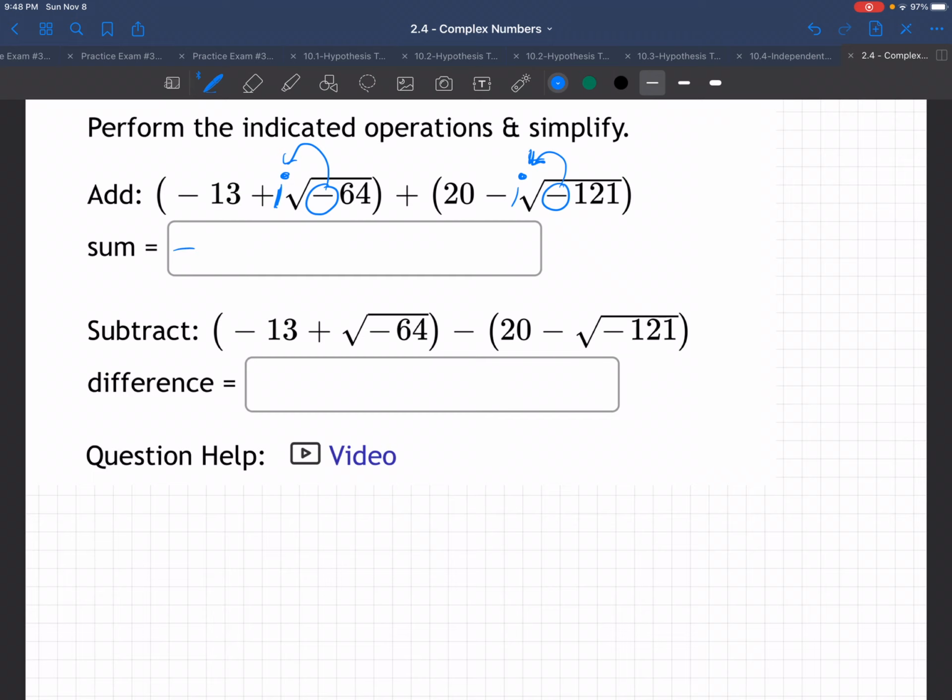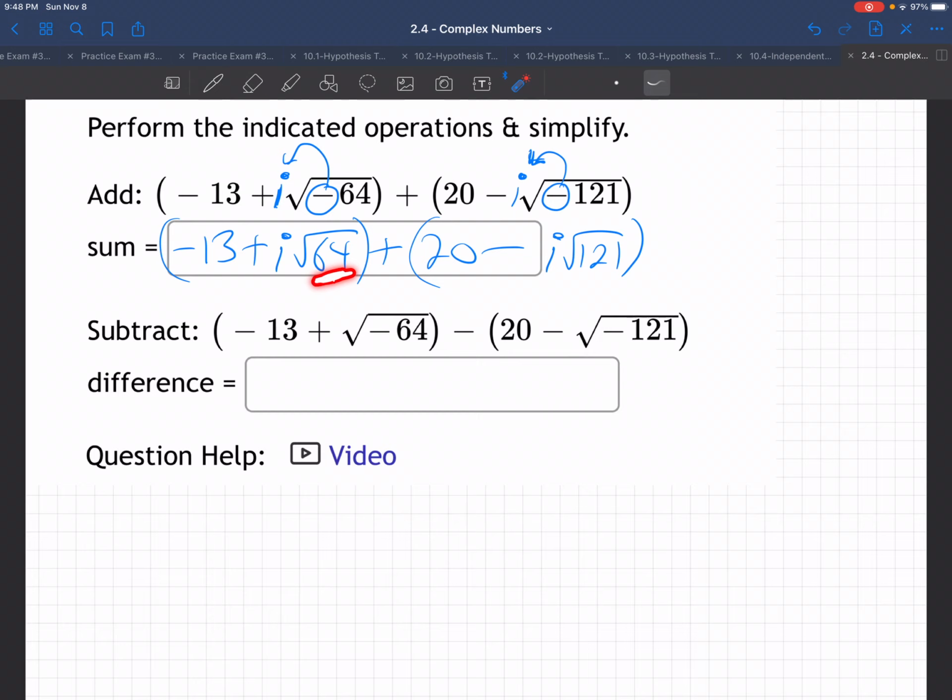So this becomes negative 13 plus i, and now we have the square root of 64, right, no longer with a negative. I'll keep the parentheses here. And the other one is 20 minus i square root 121. So you see what happened there. These negatives are gone. Now this is a normal root 64 and a normal root 121.